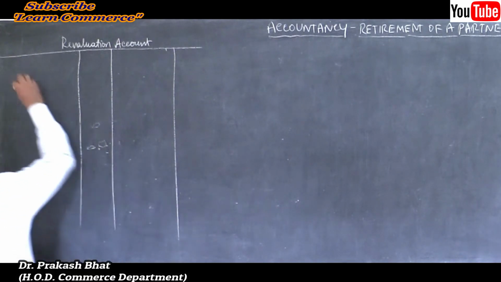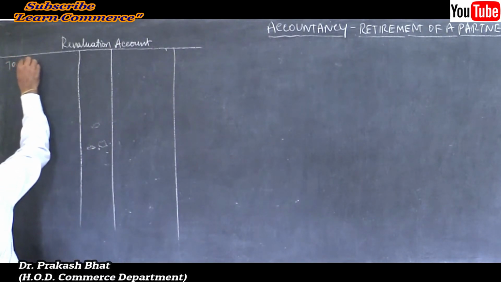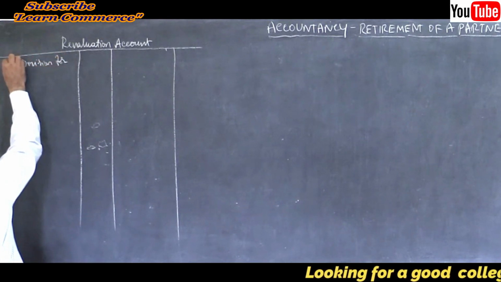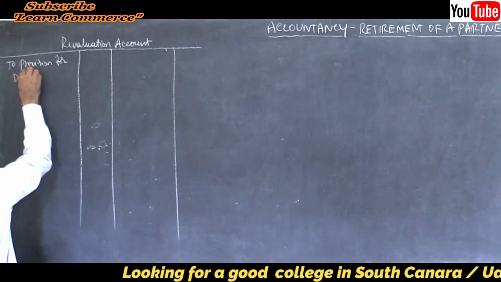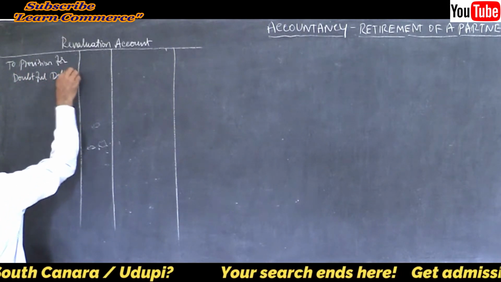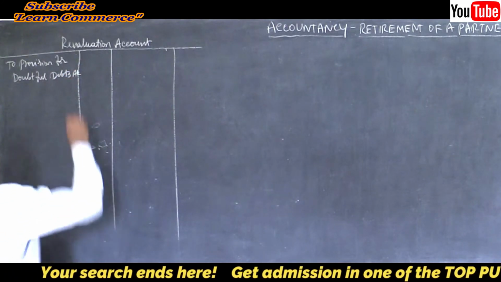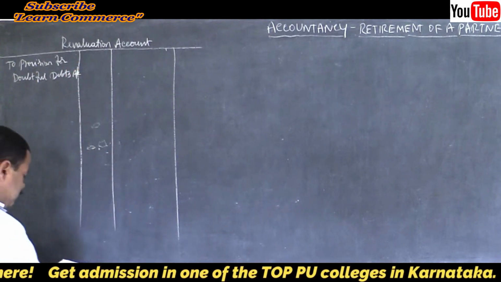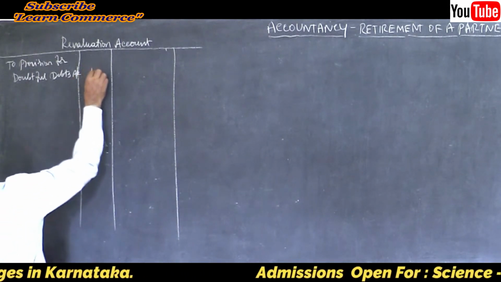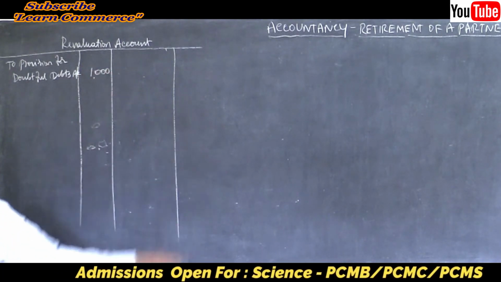PDD, to provision for doubtful debts account. Doubtful debts account, how much is it? 1000. It's created, 1000.